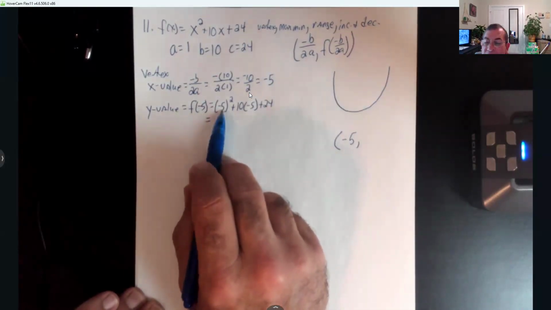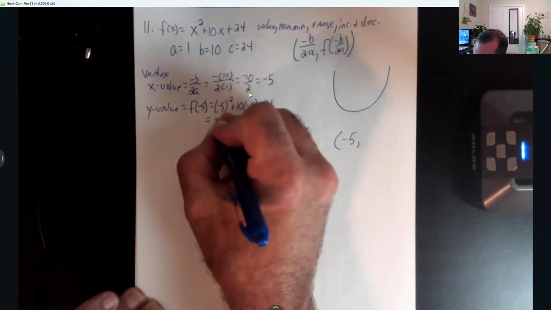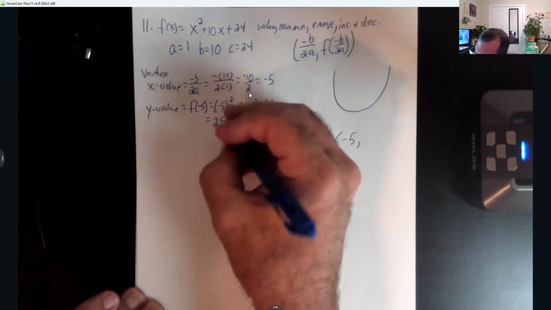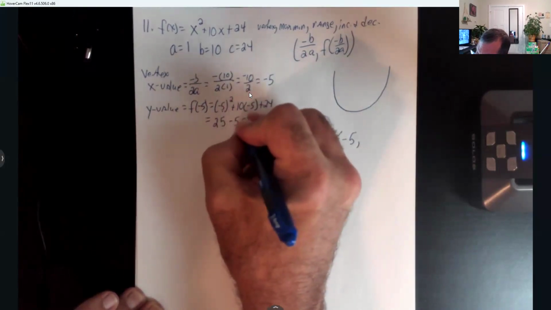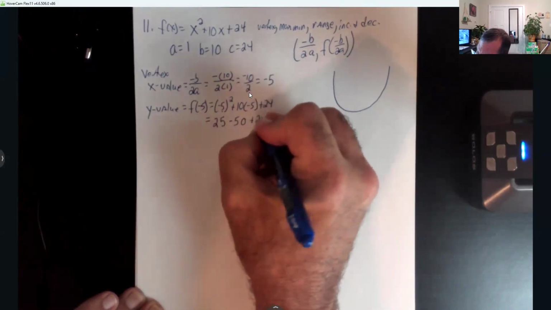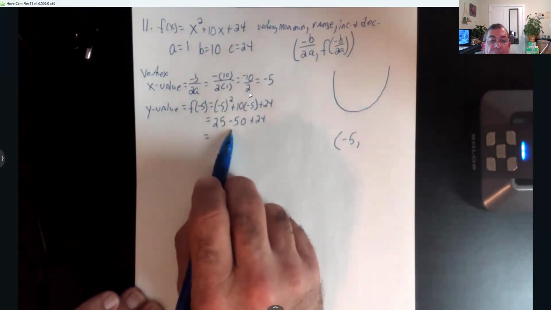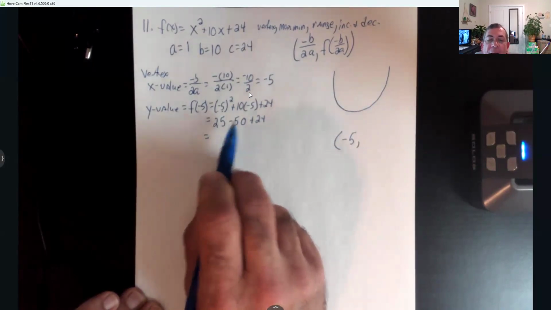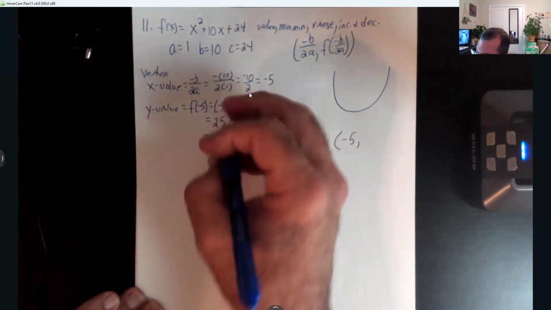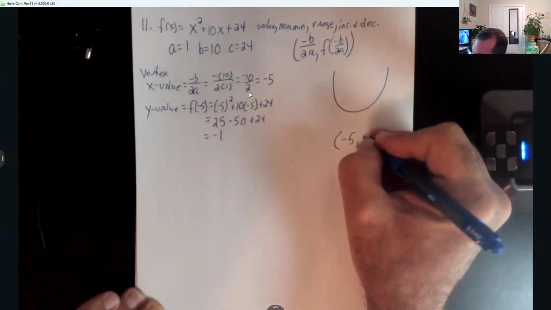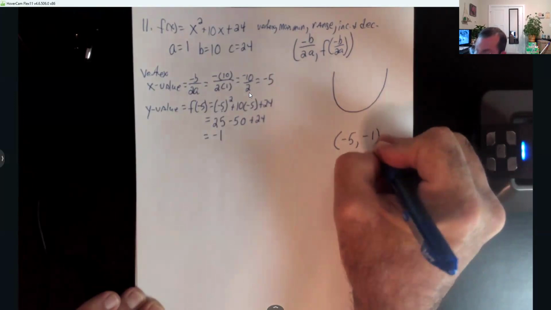All right, so negative 5 squared gives you positive 25. 10 times negative 5 makes that a negative 50. And then plus my 24. All right, y'all, so let's see. 25 minus 50 is a negative 25. Negative 25 plus 24 is a negative 1. So my vertex is negative 5, negative 1.